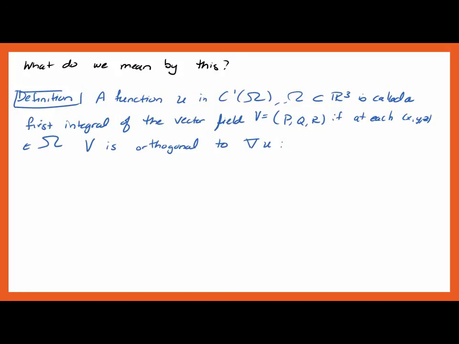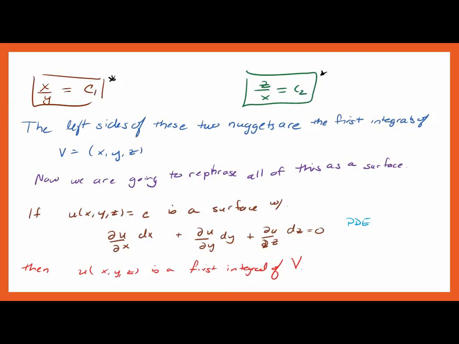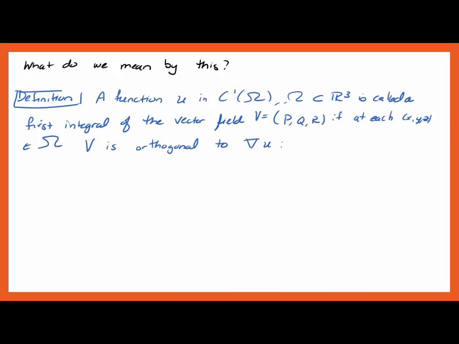So a function u that's C1, where omega is contained in R3, is called the first integral of the vector field if at each point x, y, z belonging to omega, v is orthogonal to the gradient of u. Go back and look at this. You can rephrase this entire thing as a dot product, so that the dot product is equal to 0 means those two vectors are going to be orthogonal. So there I've written it more like a dot product.